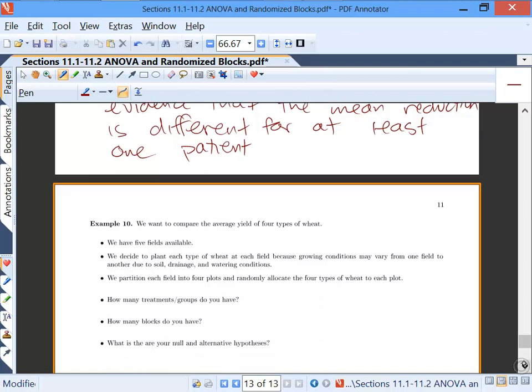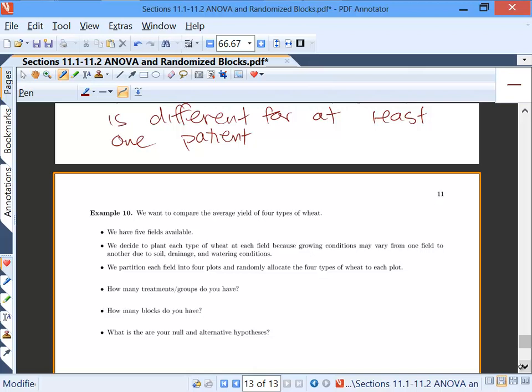Okay. So in this situation, how many treatments or groups do you have? 5. Okay. So we have treatments and blocks. Treatments is the thing that we'd be most interested in, comparing what's the most effective, and then the blocks are where we actually put stuff or who we actually tested on. So our blocks are the 5 fields, and our treatments, what we're really interested in, is the types of wheat. So we have 4 types of wheat.